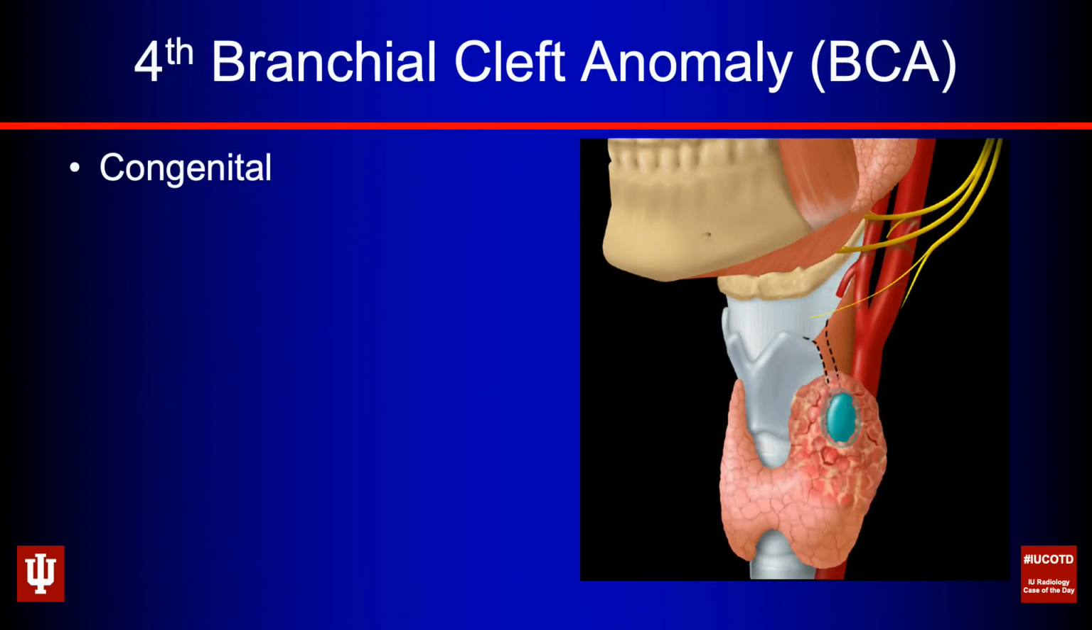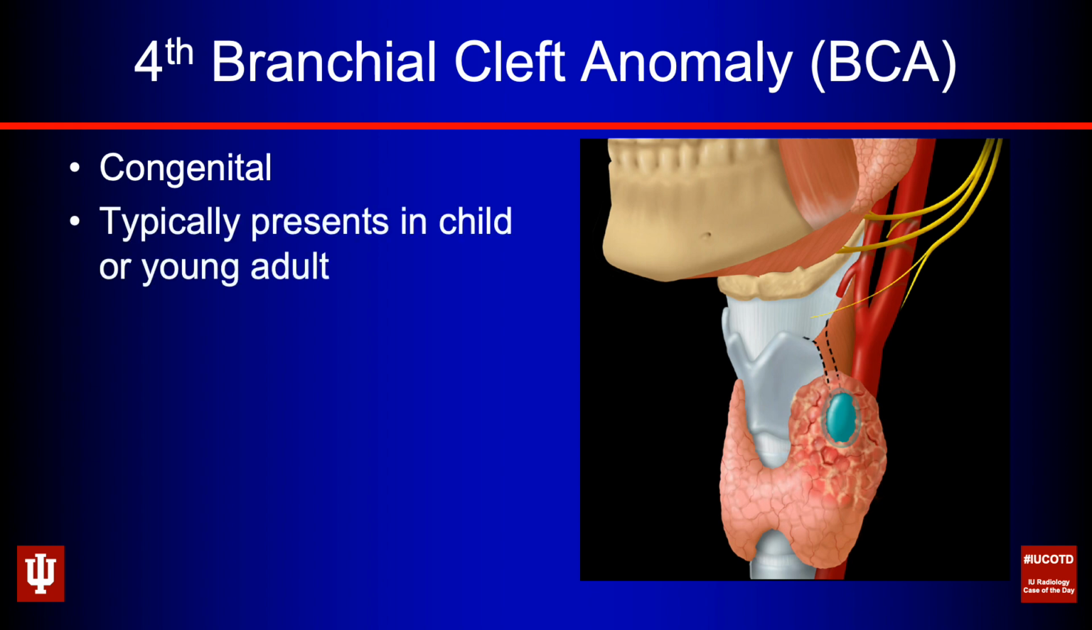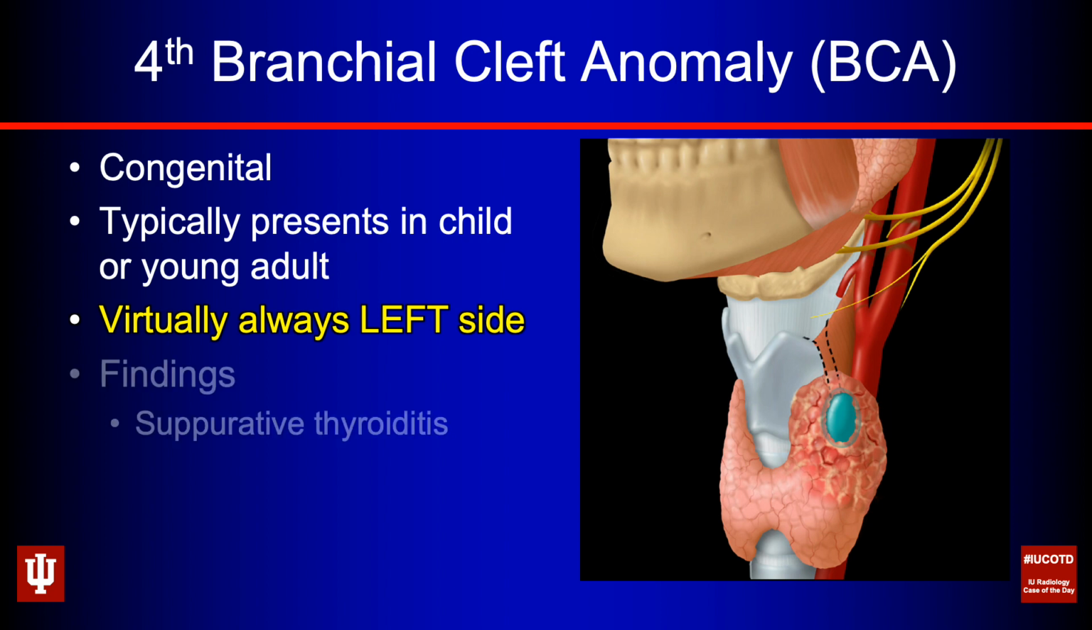I talked about it enough already, but let's show you what it looks like. This is that fourth branchial cleft anomaly. Again, a congenital lesion. Typically, this is going to present in a child or a young adult. And these are virtually always, or honestly, to my knowledge, these are always on the left side. I've never seen one on the right side. I've never seen one in a textbook or a journal article on the right side. I'm sure someone's got a case, and if you've got it, please share it with me. I'd love to see it.